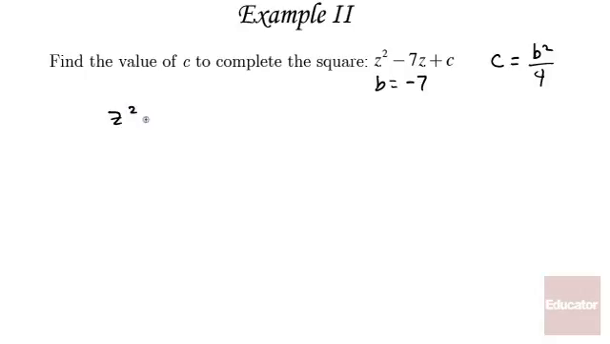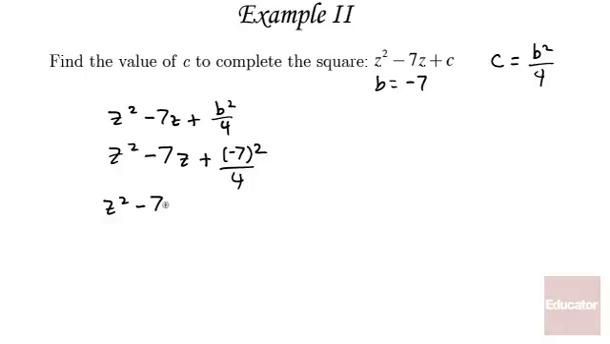So to complete the square, I'm going to have z squared minus 7z plus c, but I'm going to put in, instead, b squared over 4. Therefore, z squared minus 7z plus b squared over 4, and that's negative 7 squared over 4. So z squared minus 7z plus 49 over 4.